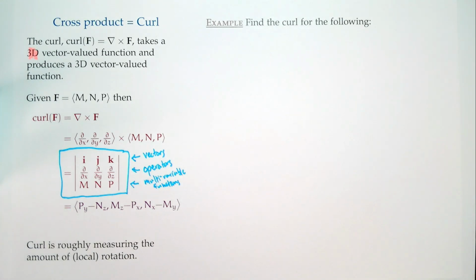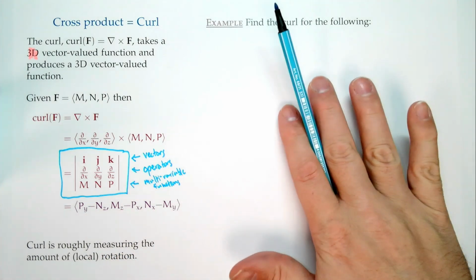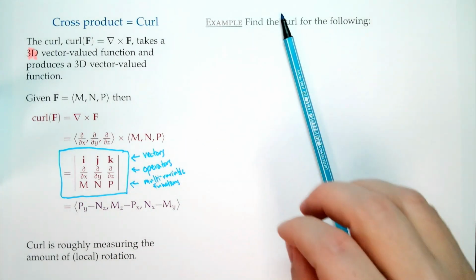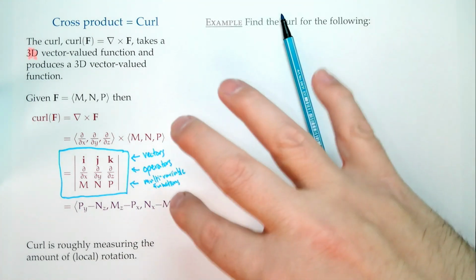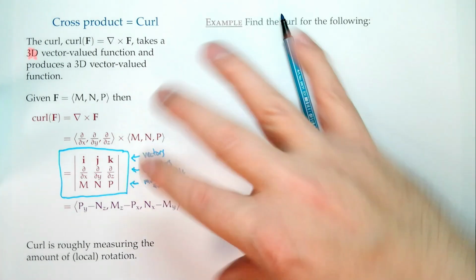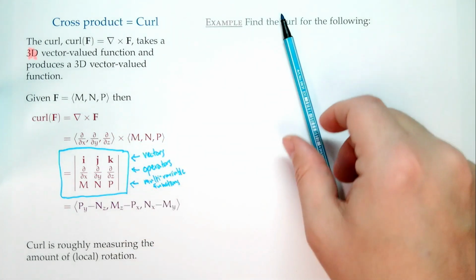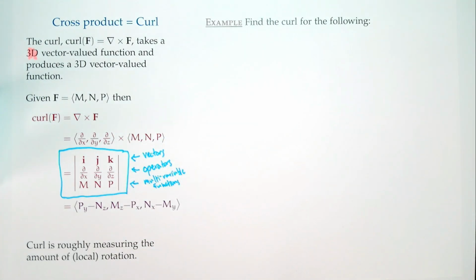Now, what is curl doing? Well, one way to talk about curl is you can say that what's happening is it's saying how much is your fluid rotating. So divergence was something about expansion contraction. So curl is something about how much is there deformation going on, whatever that might mean.